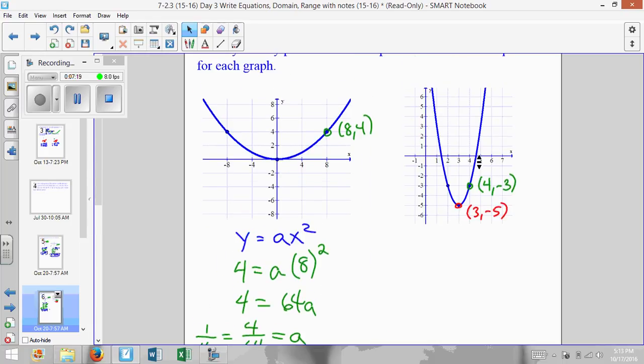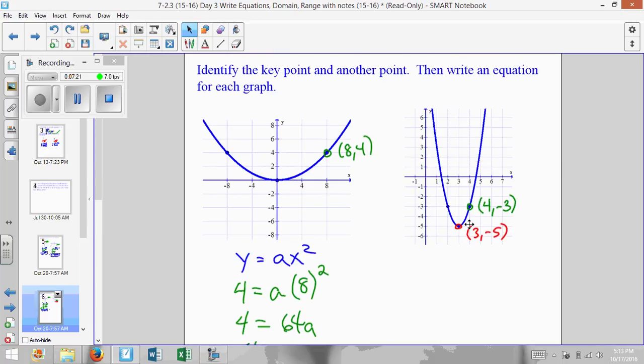Alright, let's try it again. So this one's a little bit harder because you'll notice that there is a transformation vertically and horizontally. So let's write the general equation using this as our normal key point. So this means that it was transferred 3 to the right and 5 down.